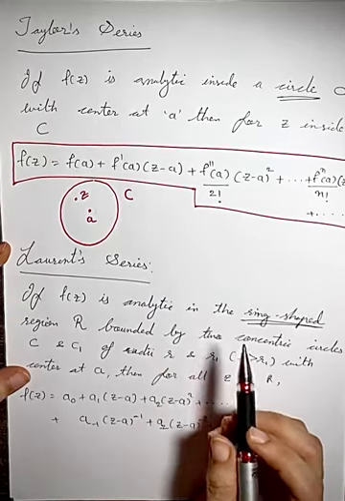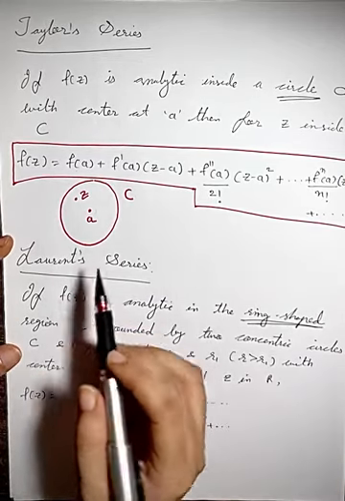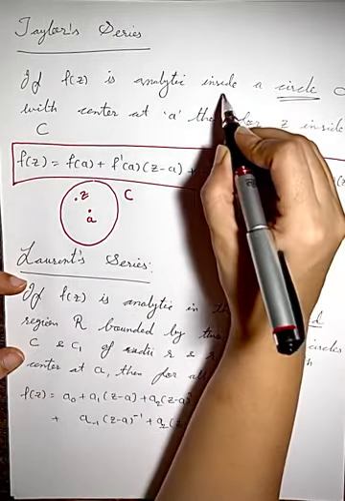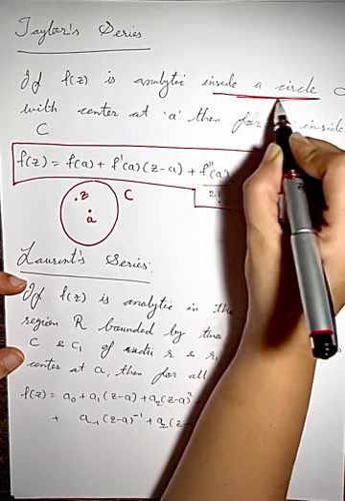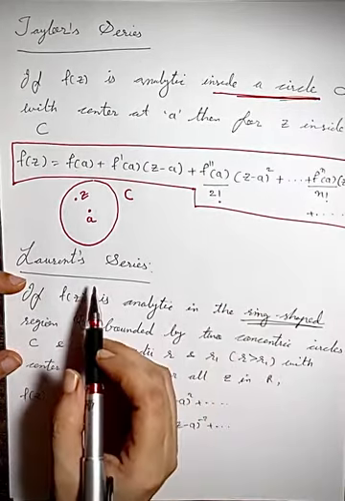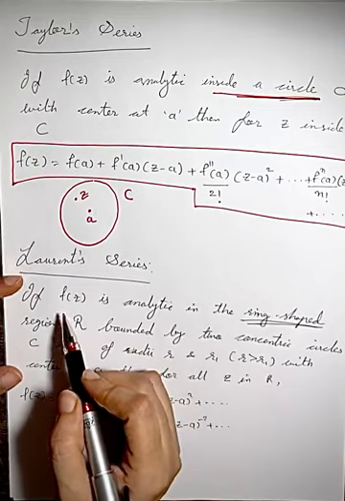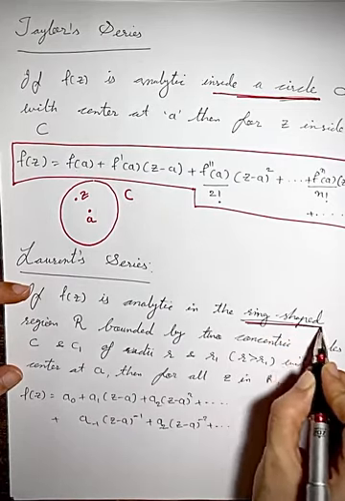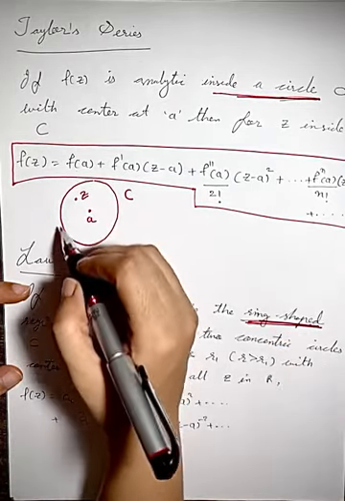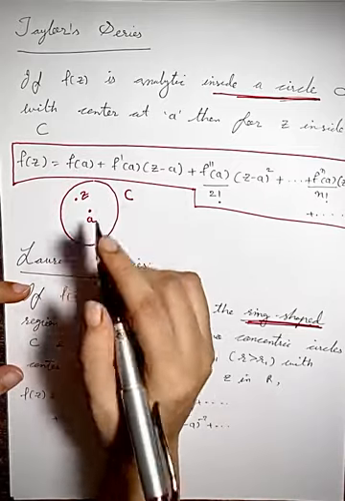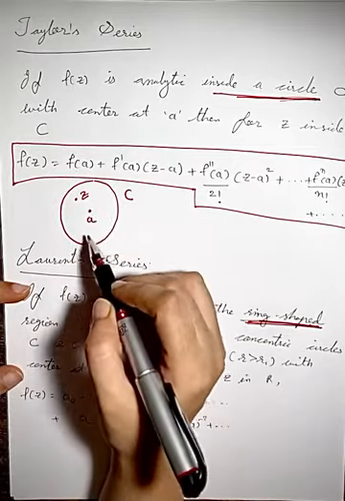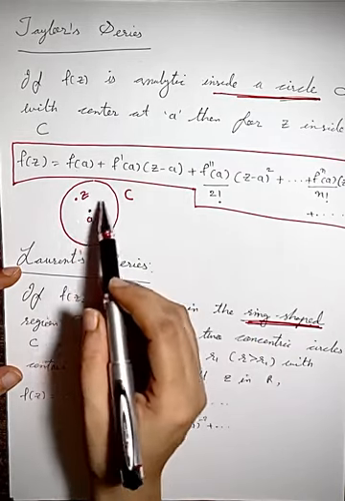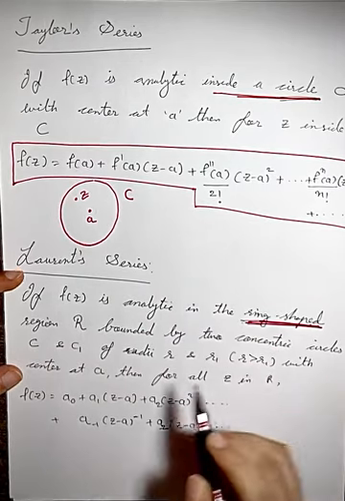One thing that is important is that Taylor series is applicable only for a function which is analytic inside the circle. In Laurent series, we define the function f of z not for the full circle, but for a ring shaped region. Here the region is the entire circle itself, and the function is analytic inside this entire circle. But in Laurent series, that is not the case. The function is not analytic inside the circle, but it is analytic in the ring shaped region.